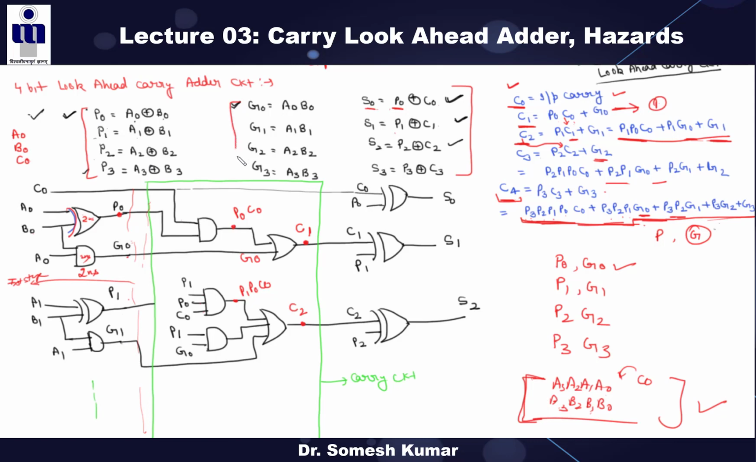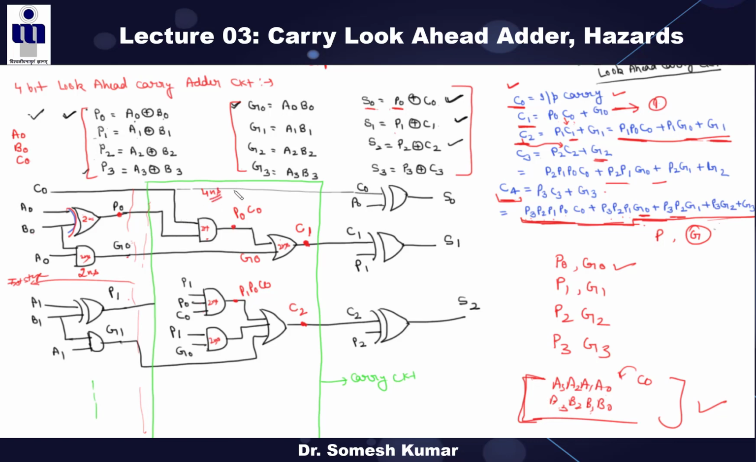Now tell me, if you know P0, G0, P1, G1, all these things, then after how much time will you get this C1, C2, C3, C4? If all these gates have the same delay. No, this also you have to add, right? This is the combination of this AND and OR. So after 4 nanoseconds.